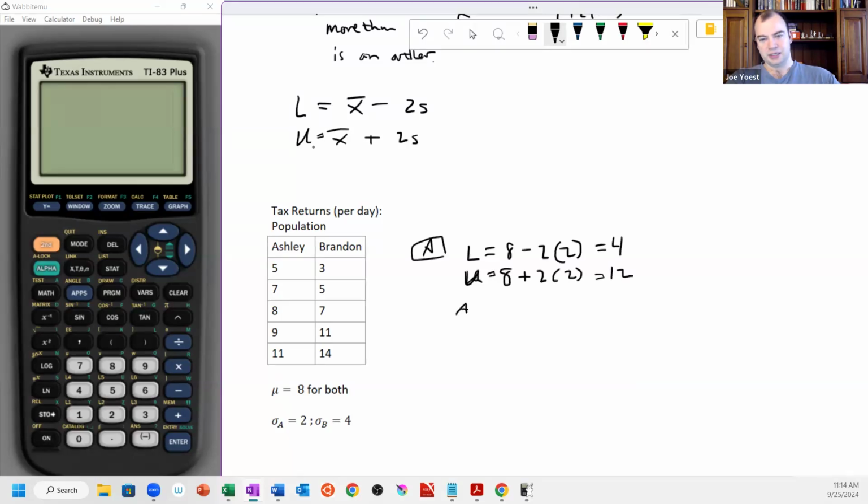So do I see any data points with value either less than 4, less than the lower bound, or bigger than 12? No, the data point with the lowest value has value 5 and the highest value 11. So no outliers in the Ashley data.